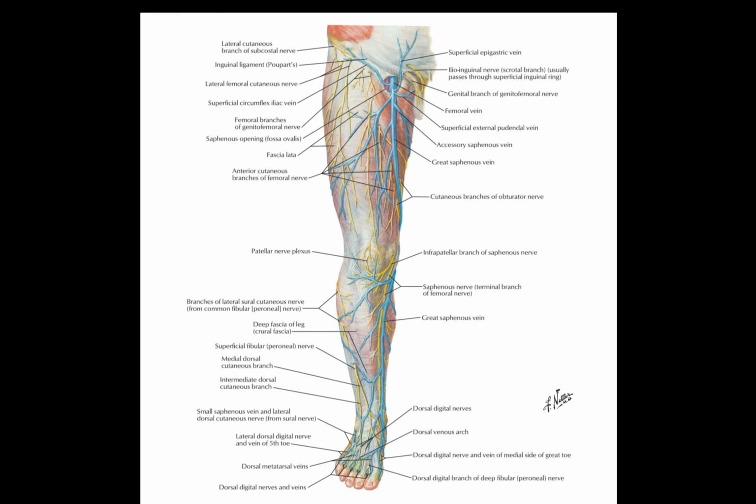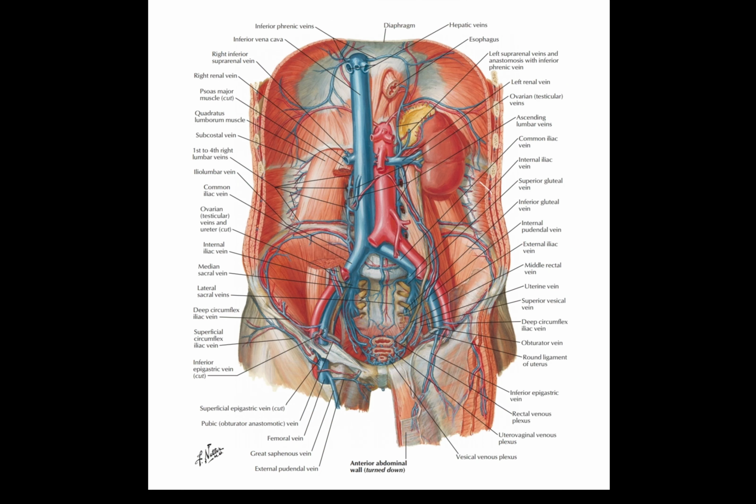There are also some deep veins that usually correspond with the arteries of the lower limb, and from the popliteal vein the blood ultimately drains to the femoral vein, and from the femoral vein blood drains to the external iliac vein. So let's go to that system.